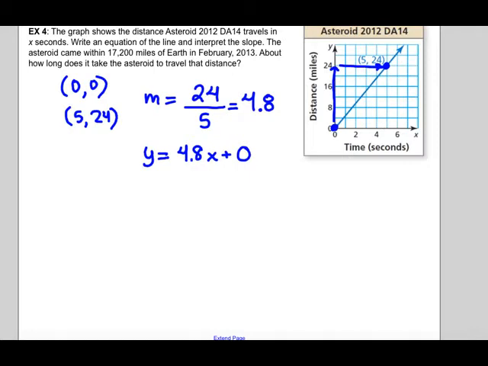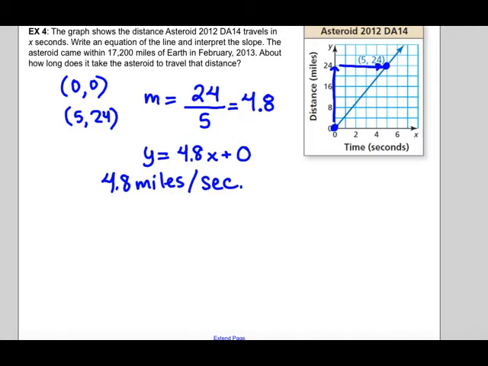So we need to interpret the slope. You could either say it goes 24 miles in 5 seconds, or you could create the unit rate and say it goes 4.8 miles per second. It's pretty fast. That is what interpreting the slope means. Goes 4.8 miles per second. It is increasing because you are going further.